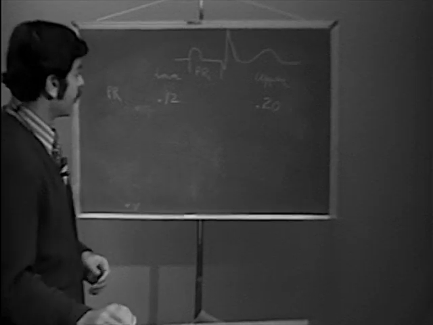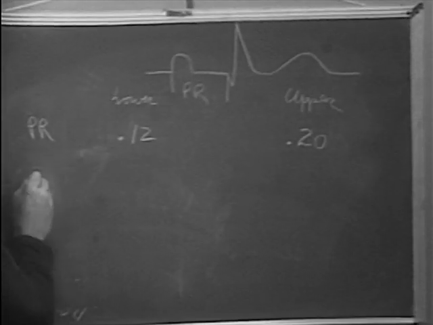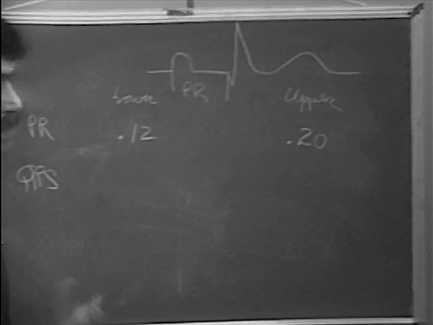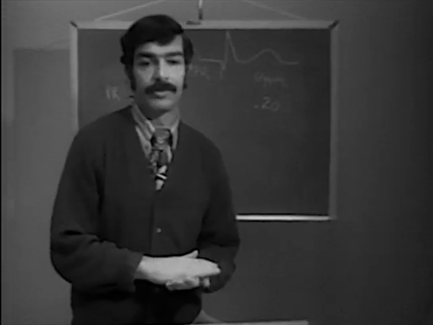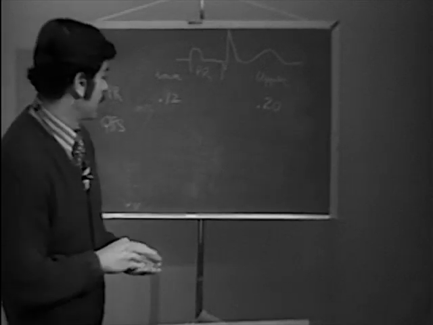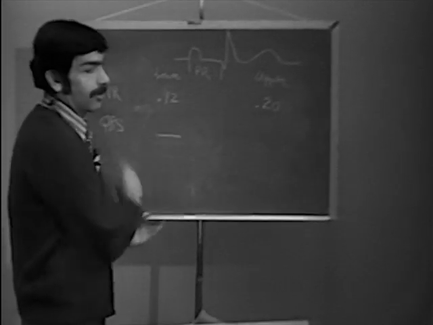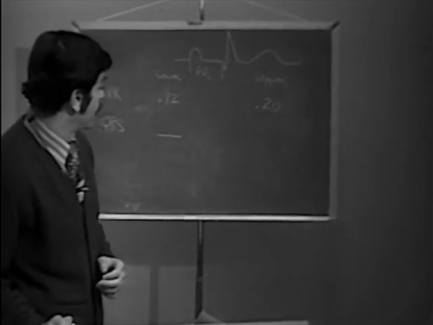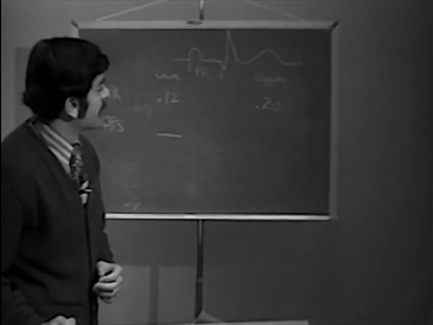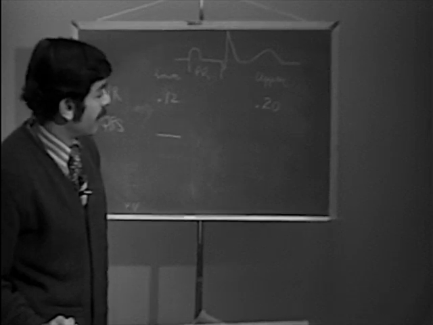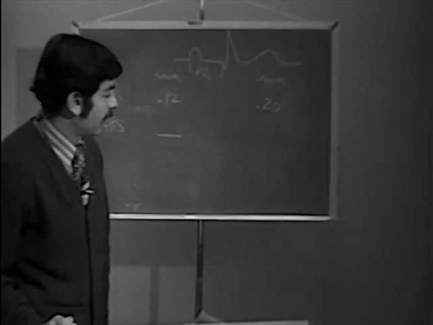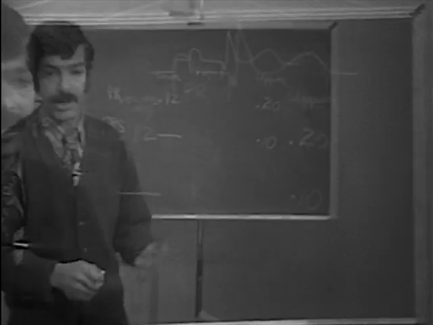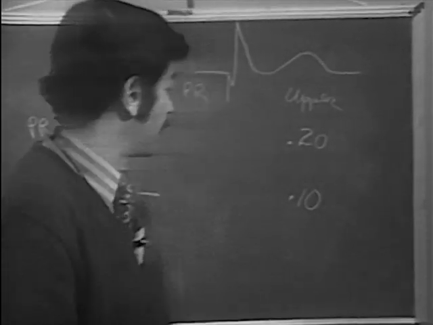Okay, another important interval that we need to know then is the QRS duration. And what's the lower limit of normal for the QRS duration? There is none. There's no disease associated with too short a QRS duration. All right, then what is the upper limit of normal for the QRS? The upper limit is 0.10, or 2.5 little boxes, as we described before.